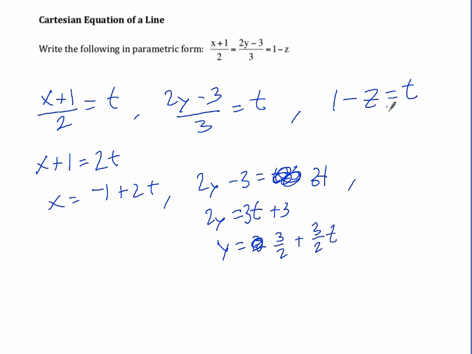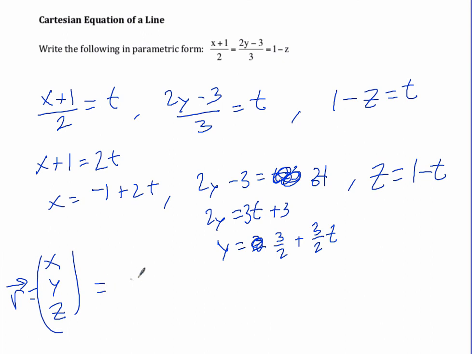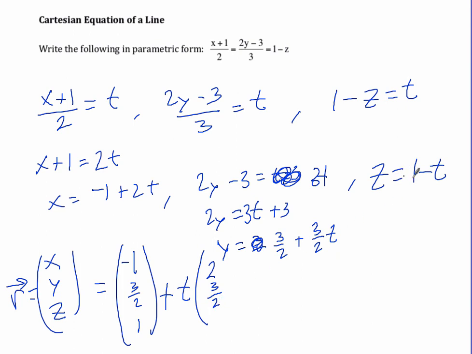And rearranging this one for z, we get z equals 1 minus t. Okay, so that means x, y, z equals the vector equation r equals negative 1, 3 over 2, 1, plus t times 2, 3 over 2, and negative 1.